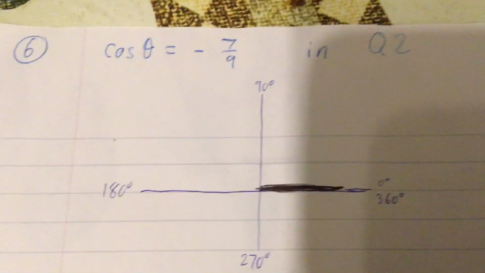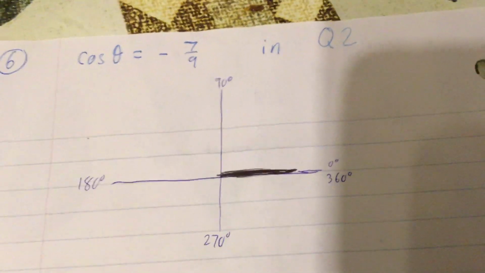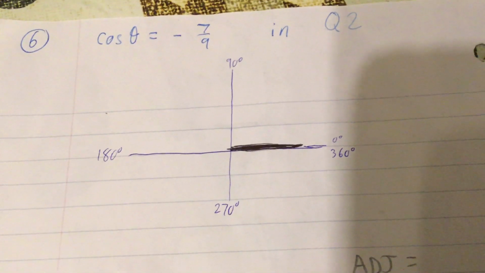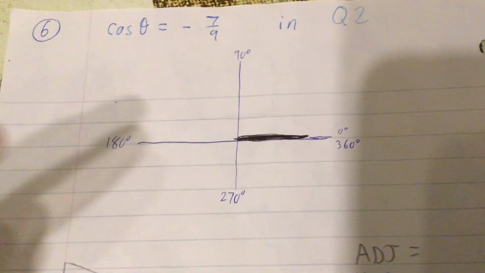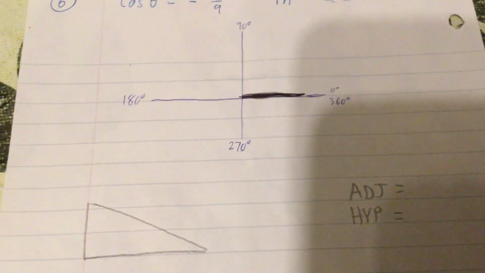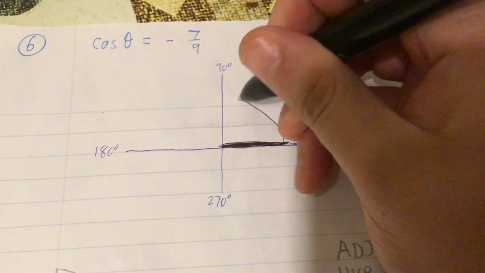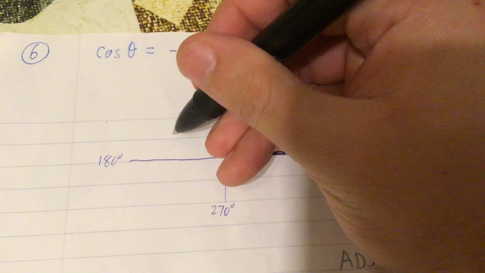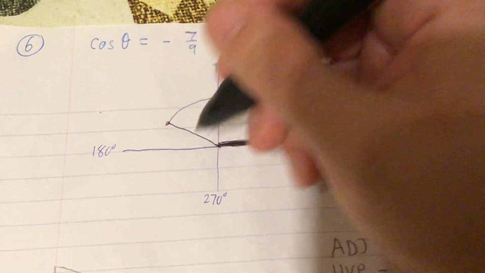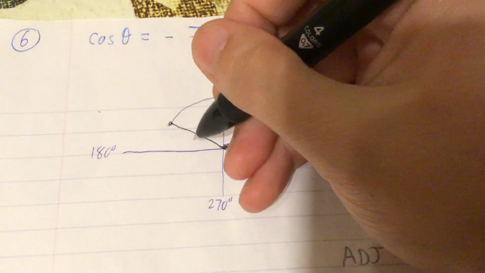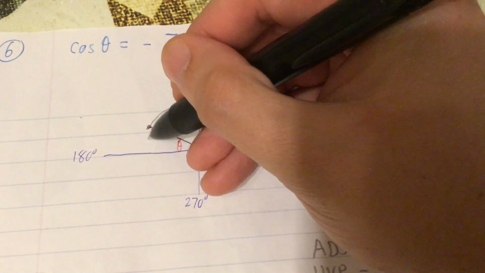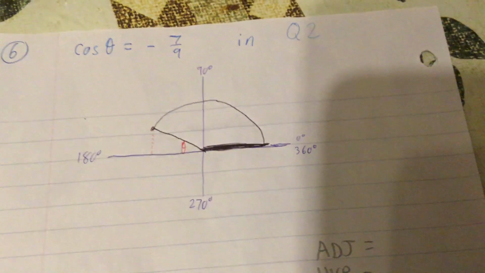The cosine of angle theta is negative 7/9 in quadrant 2. Okay, well, where is quadrant 2? Top left. So I'm just going to make an arc where it ends up in quadrant 2, and because our terminal point needs to match up with the x-axis, that's going to be my angle theta. And that angle theta creates a right angle with the x-axis.